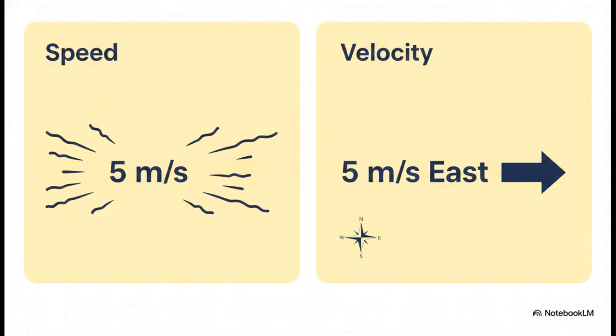Now, there's a subtle but really critical difference in how we measure that motion. Speed is just a magnitude, an amount, like 5 meters per second. But velocity? Velocity is 5 meters per second east. Velocity absolutely must include a specific direction. If you don't know the direction, you only know the speed. When we're tracking movement in physics, we almost always care about velocity because the direction an object is heading completely changes the outcome of its path.